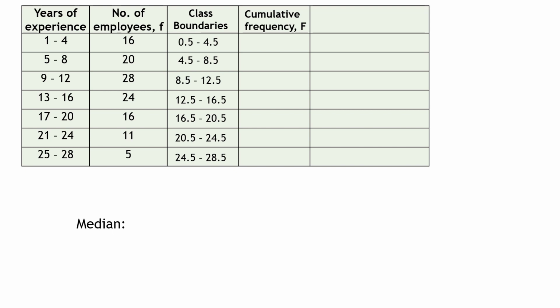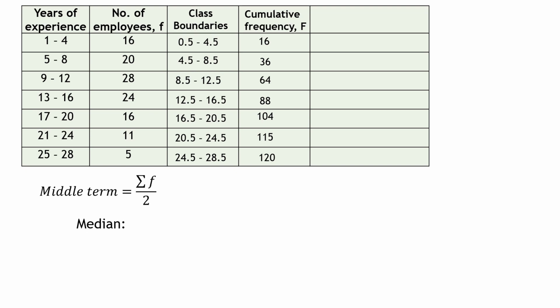And then the next step, you need to calculate cumulative frequency. If I use the capital letter F, it stands for cumulative frequency. If I use the small letter f, it stands for frequency. How to calculate cumulative frequency? You must add the frequencies. First one, 0 plus 16, 16. 16 plus 20, 36. 36 plus 28, 64. 64 plus 24, 88. 88 plus 16, 104. 104 plus 11, 115. 115 plus 5 is equal to 120. Please make sure your last answer for cumulative frequency is the same as the total frequency.